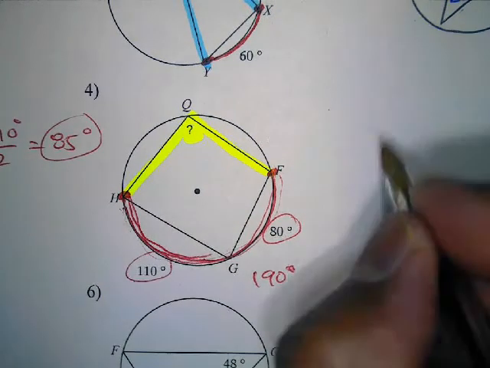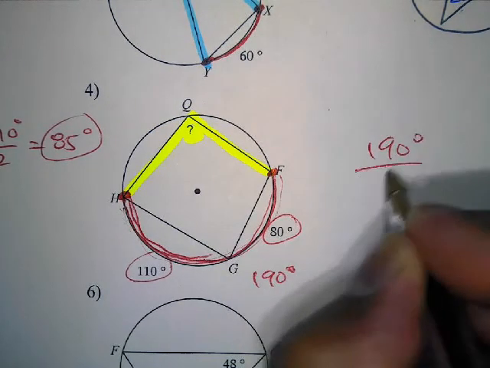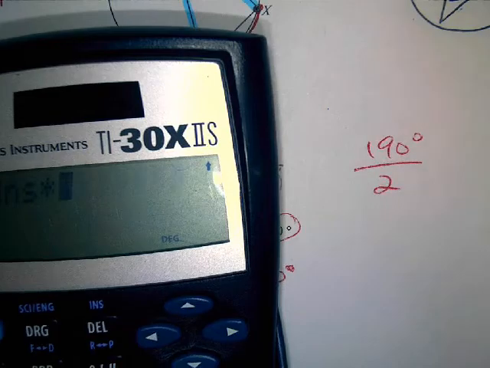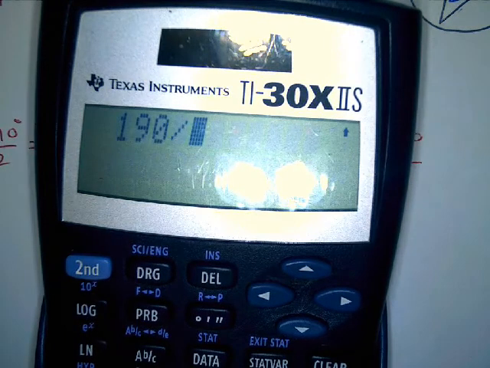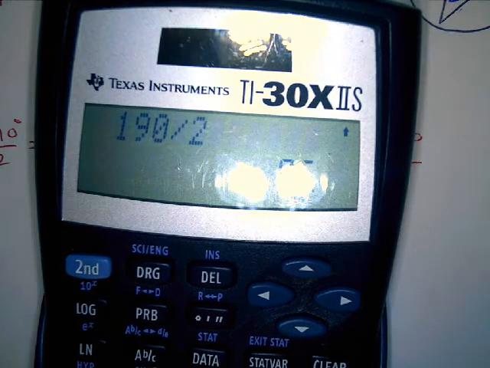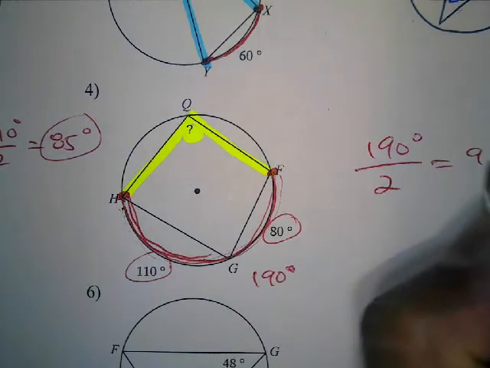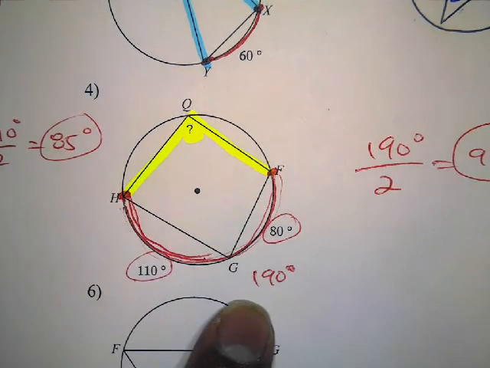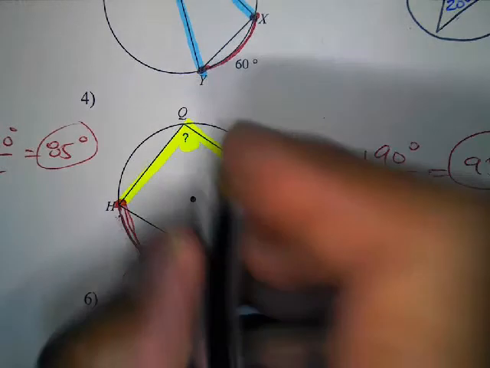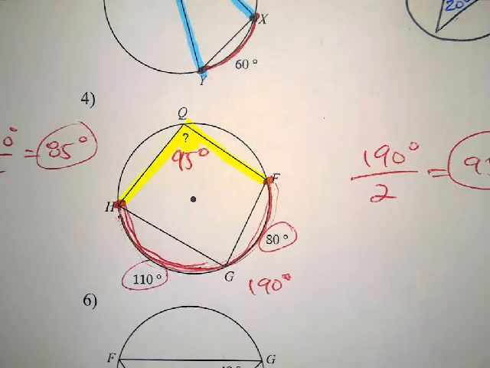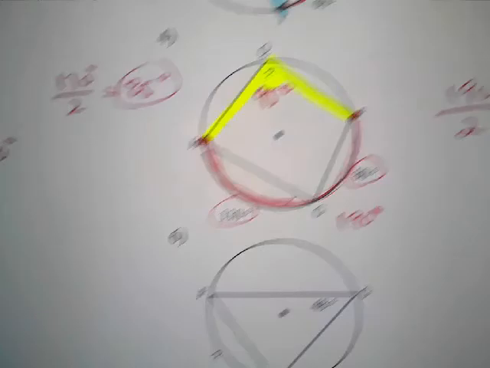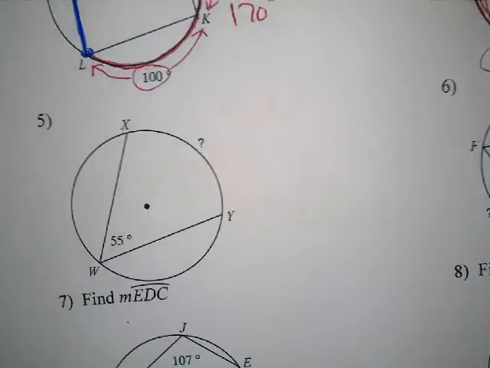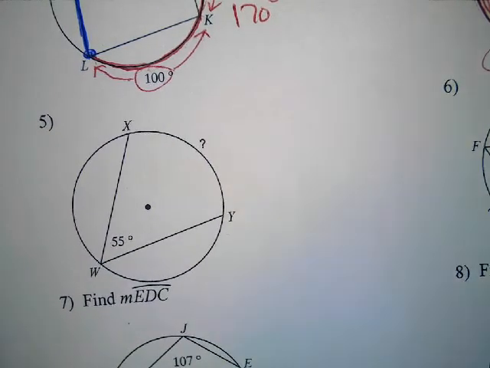So how much is this one? It's not 190. Remember, you got to take half. So 190 divided by 2. What's that going to be? 95. Okay. So this is 95. Not too bad, huh? Okay, let's move on. They're going to get trickier. All right, let's look at number 5.